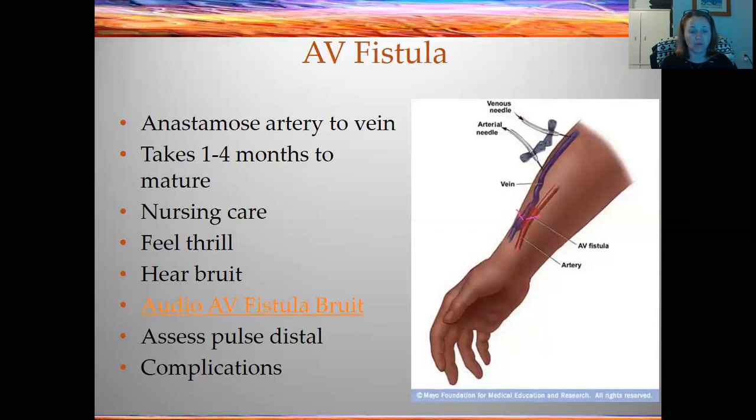Things that we will assess for: first, feel for a thrill. If you lay your hands on top of an AV fistula, what it feels like is almost like a cat purring. It's that turbulent blood flow that you're feeling, and we call it a thrill. So we would document thrill present. It really does just feel like a cat is purring underneath your fingers. The other thing we'll do is listen for the bruit, which is the sound of the turbulent blood flow. So hold on just a second. I'm just going to play this sound.